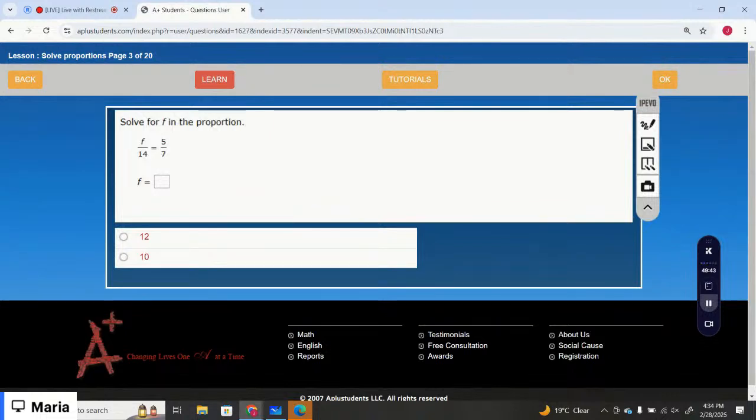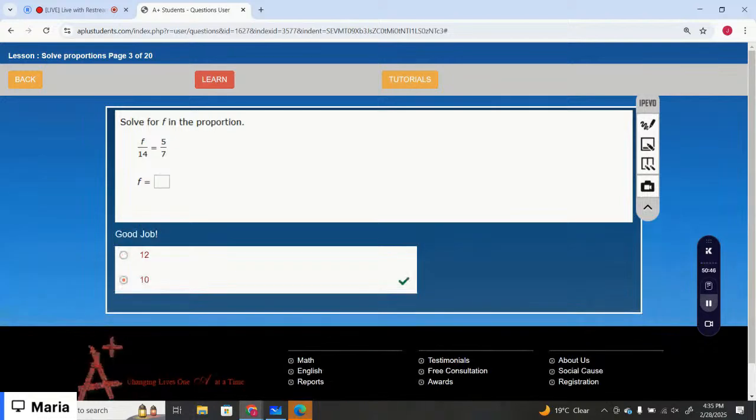Solve for f in the proportion, which is the correct option. The correct option is 10. Option number 2 is the correct option. 10 it is.